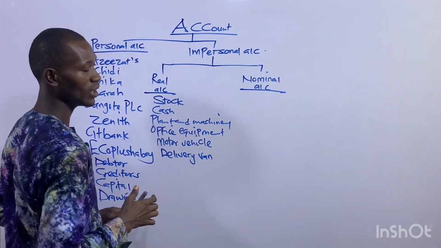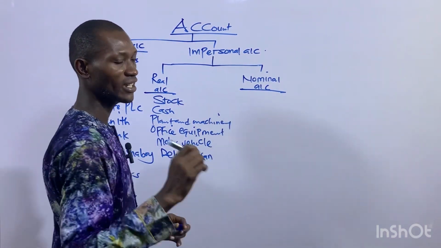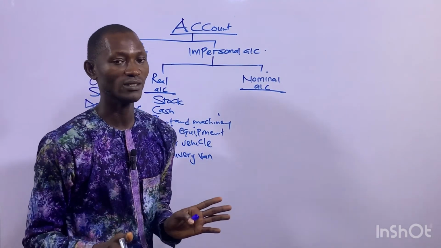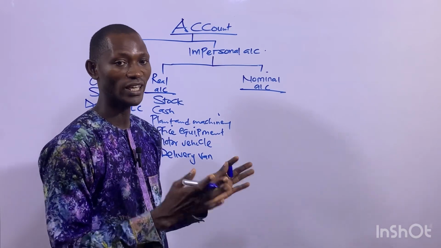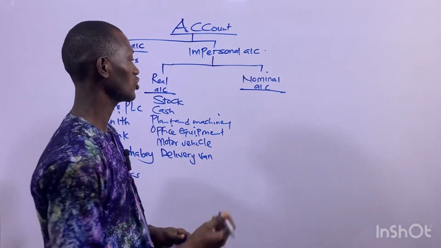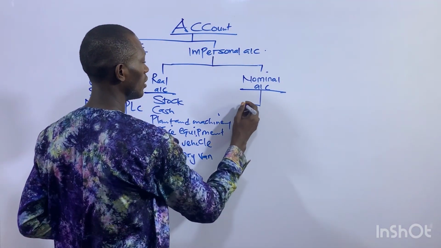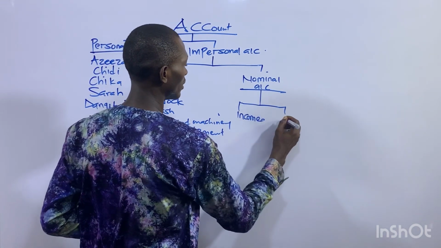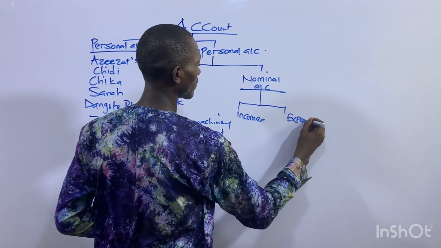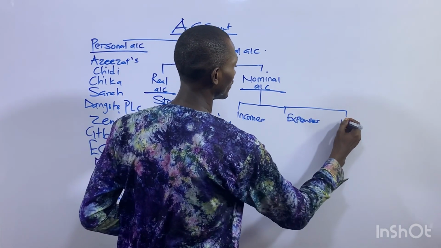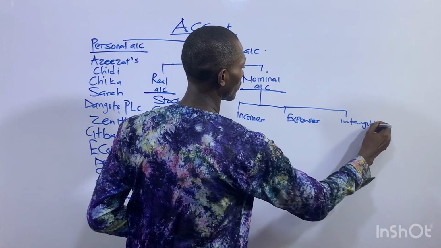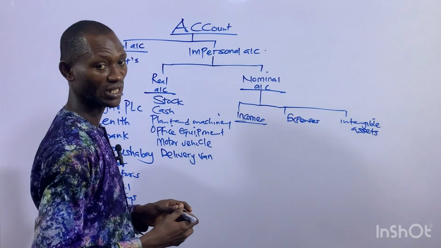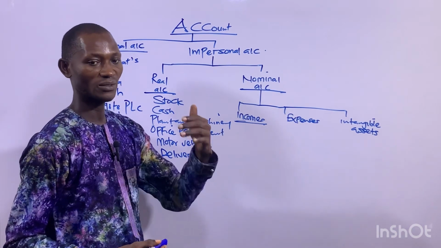That's real accounts. Then nominal account, we say it's further subdivided into three: incomes, expenses, and intangible assets, or gains, losses, and intangible assets. So here we have incomes, and we have expenses, and we have intangible assets.